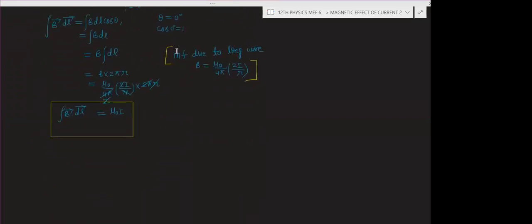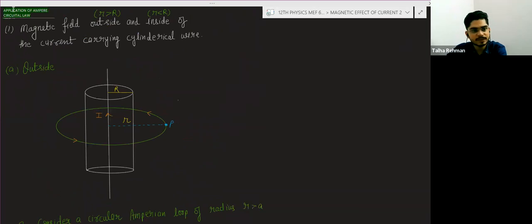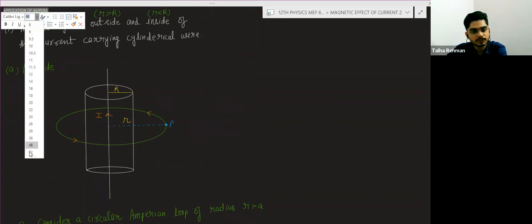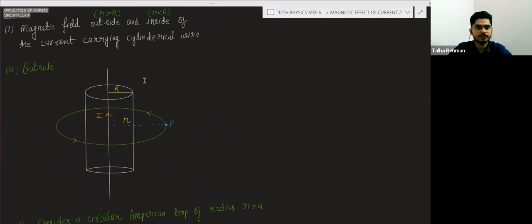This is done, na? Now there are the applications of Ampere circuital law. Okay. So in the application part, we will apply the Ampere circuital law to find the magnetic field.